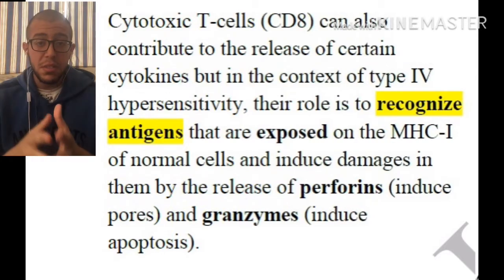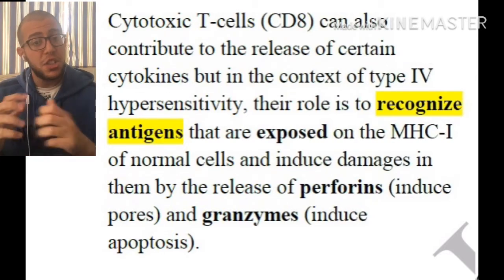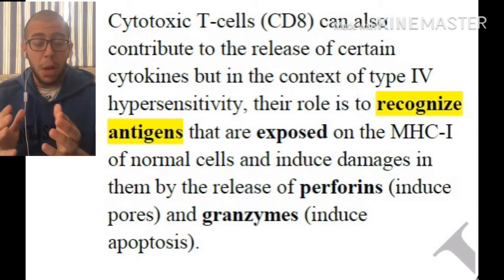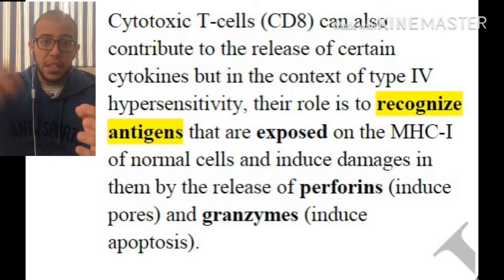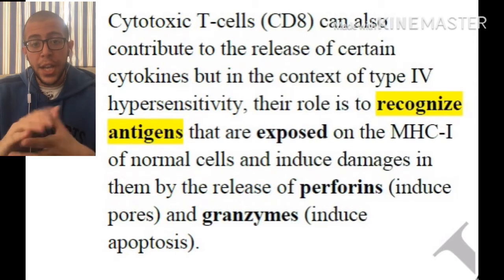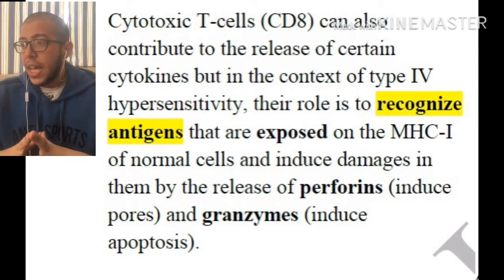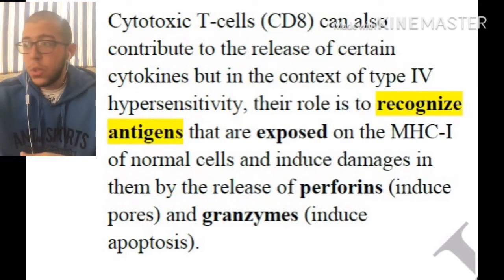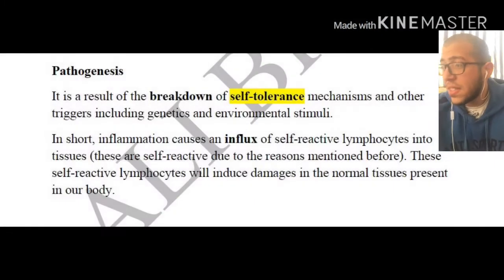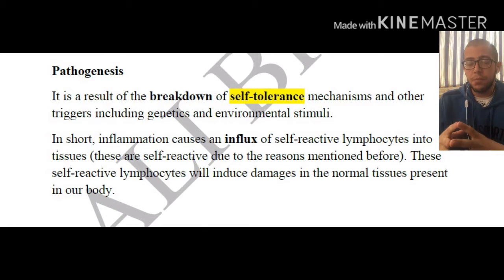And the perforins, from their name, are going to be forming pores, just like the MAC, which is the membrane attack complex from the complement system. It is also going to be leading to ionic imbalances and to the bursting of the cells. Next, we've got the granzymes, which are going to be inducing apoptosis, which is the induced, regulated cell death. Now, the pathogenesis of type 4 hypersensitivity is a result of the breakdown of self-tolerance mechanisms.